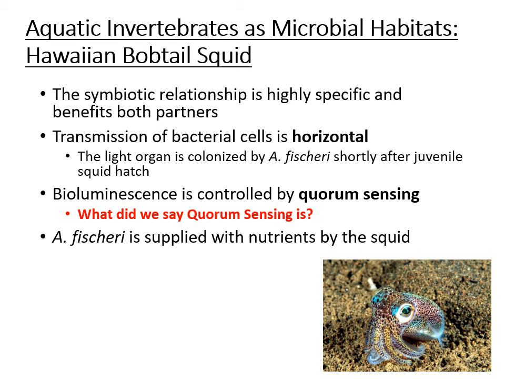Now, the bioluminescence of the bacteria is controlled by something that you are already familiar with, which is quorum sensing. And quorum sensing, remember, they're looking for a quorum. Quorum sensing is when the bacteria will not activate the genes to produce this light or this product until there is a large enough population around it that it would actually be beneficial to them. So the colonization is very important because the squid needs to build up a large enough population of the bacteria before the bacteria will activate their genes for the bioluminescence.